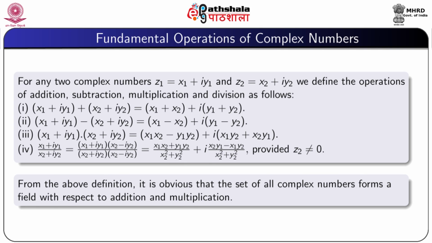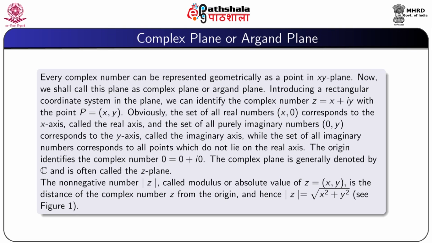From the above definition, it is obvious that the set of all complex numbers forms a field with respect to addition and multiplication. Now we define complex plane or Argand plane. Every complex number can be represented geometrically as a point in the xy plane. Now we shall call this plane as complex plane or Argand plane.